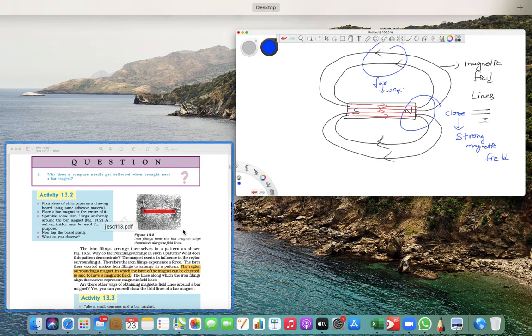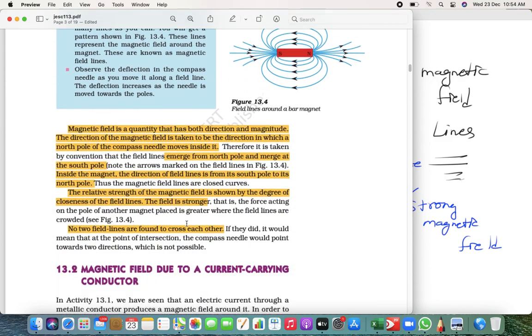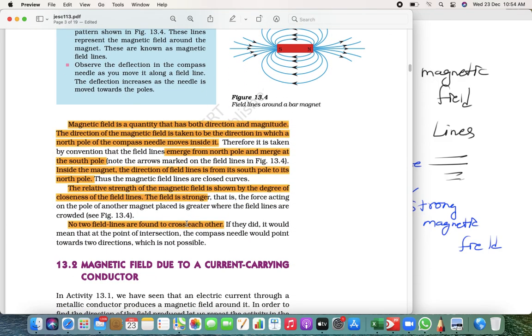Let me show you in your textbook. See this one, the highlighted part. Magnetic field is the quantity that has both direction and magnitude. So, this is the first property, meaning it is a vector quantity. Second, the direction of the magnetic field is taken to be the direction in which the north pole of a compass needle moves. It emerges from the north pole and merges into the south pole, and inside the magnet the direction of the field is from south pole to north pole.